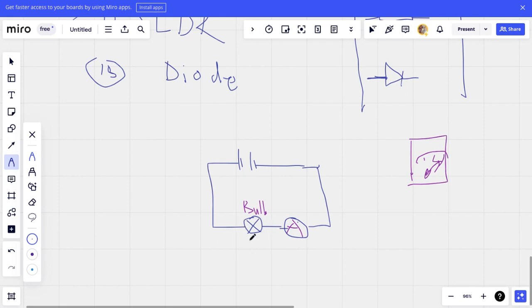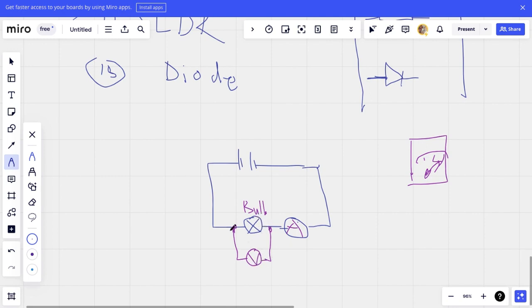Now we talked about current. If we want to measure the voltage across this bulb, we connect a voltmeter in parallel. From here, we connect the voltmeter and make it parallel to the bulb. So we create two terminals on this wire and we connect the voltmeter parallel to the bulb.